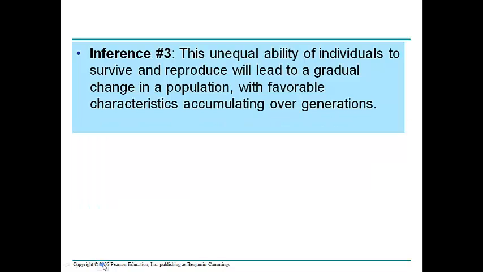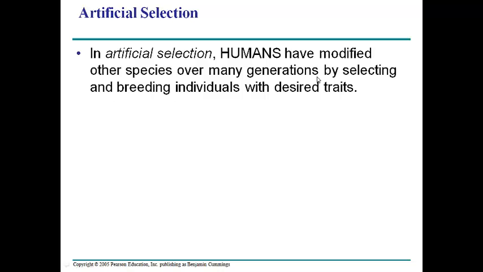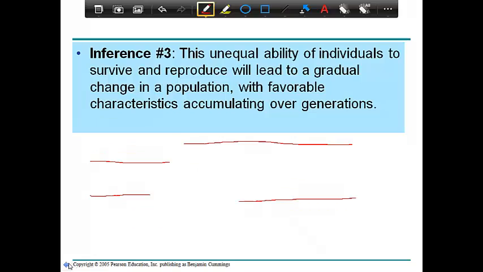And then finally, inference number 3. This unequal ability of individuals to survive and reproduce, in other words, some die and some don't, will lead to a gradual change in the population. So over time, our population of ladybugs is going to look more like the ones who survive better. Those favorable characteristics, back up. Again, those favorable characteristics, right here, that's what's important, will accumulate over generations. So those ones that have the traits that allow them to survive, those traits will show up more and more and more over the generations because those are the ones that help them survive and reproduce.